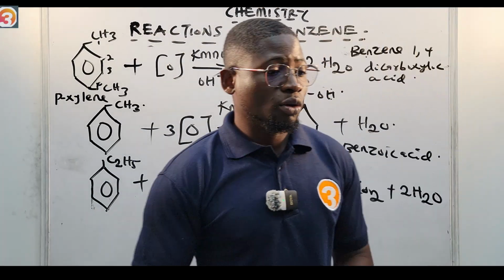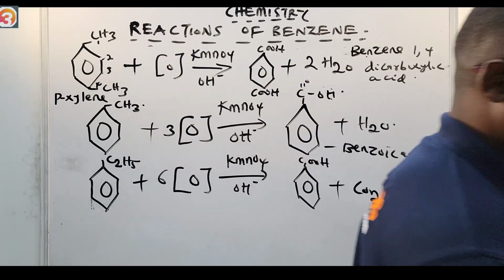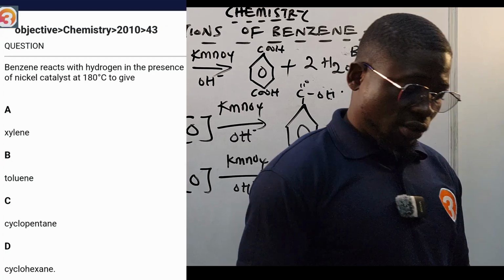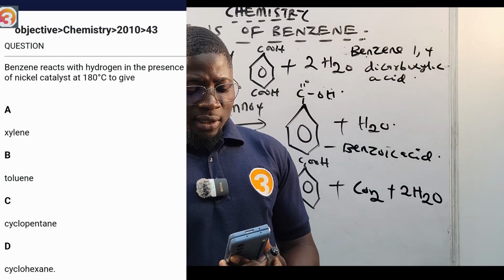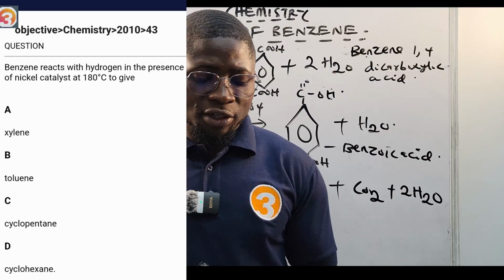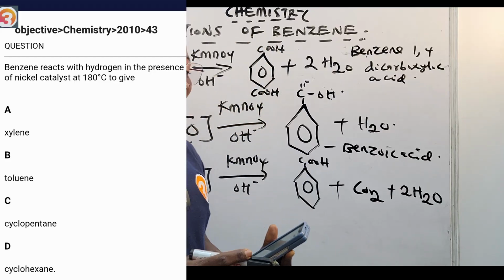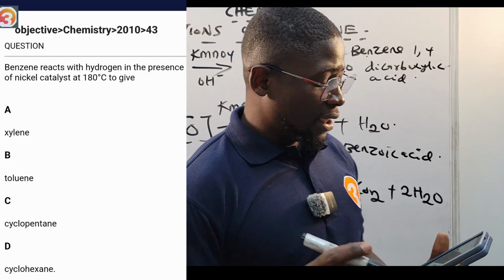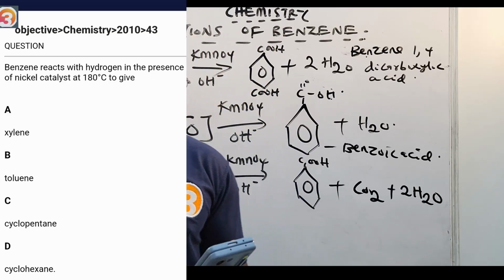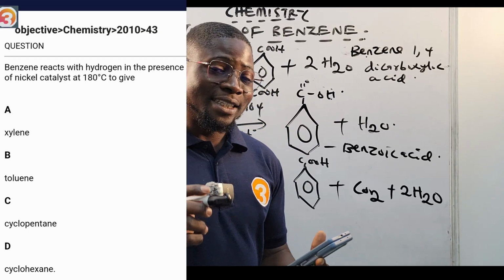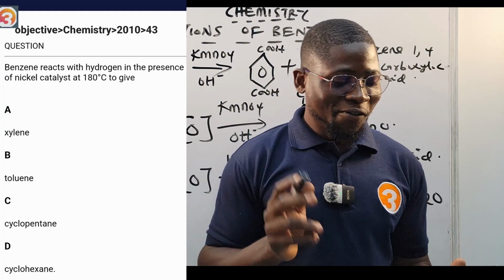Now I'm quickly going to head over to past questions, and then we are done with this class. So this is a 2010 question number 43. Benzene reacts with hydrogen in the presence of nickel catalyst at 180 degrees Celsius to give, obviously, option D, cyclohexane. We have seen that reaction from the beginning.